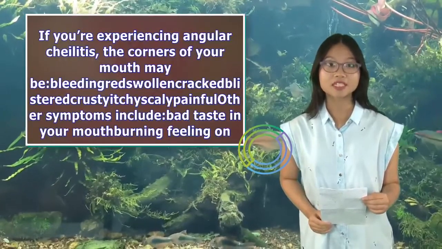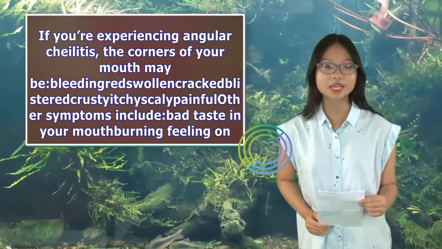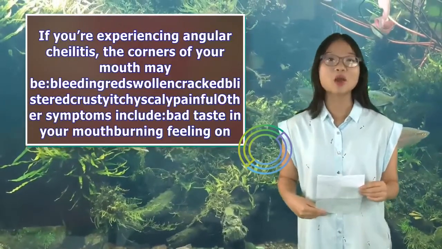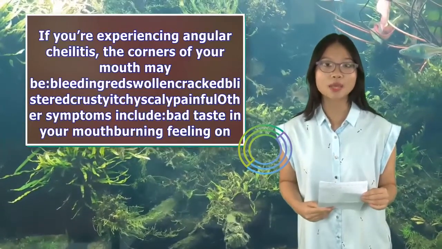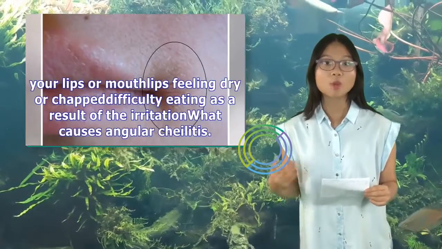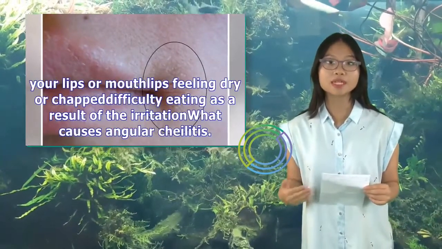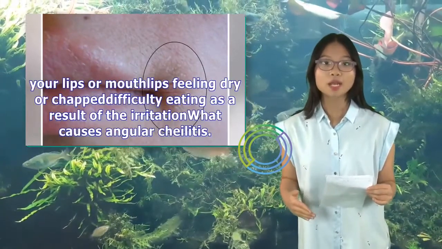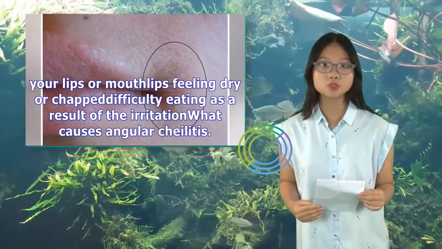If you're experiencing angular cheilitis, the corners of your mouth may be bleeding, red, swollen, cracked, blistered, crusty, itchy, scaly, or painful. Other symptoms include a bad taste in your mouth, a burning feeling on your lips or mouth, lips feeling dry or chapped, and difficulty eating as a result of the irritation. What causes angular cheilitis?